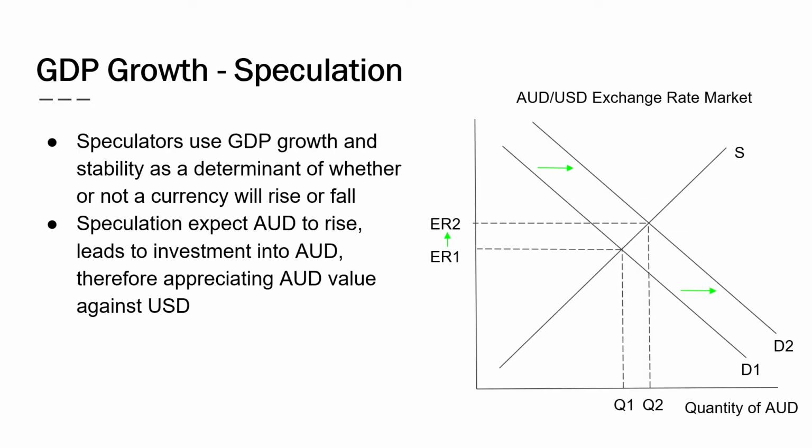So next, we connect GDP growth with speculation. Speculators use GDP growth and stability as a determinant of whether or not a currency will rise or fall. If they believe an economy is doing well and net exports is on the rise, they'll buy more of that currency and vice versa. Speculation from US speculators expects the Australian dollar to rise, hence it leads to investment into the Australian dollar, therefore appreciating the Australian dollar value against the US dollar.